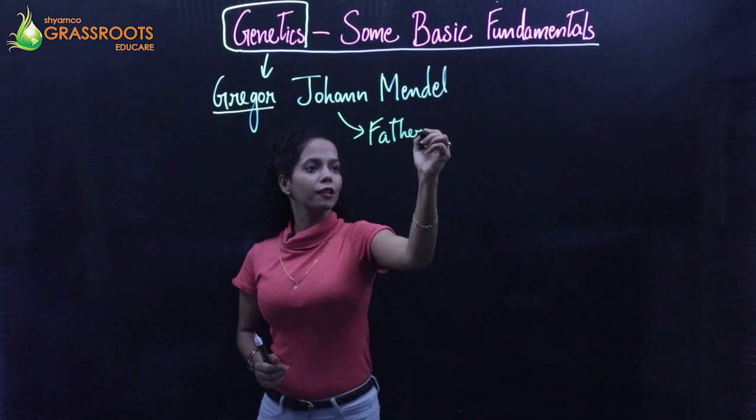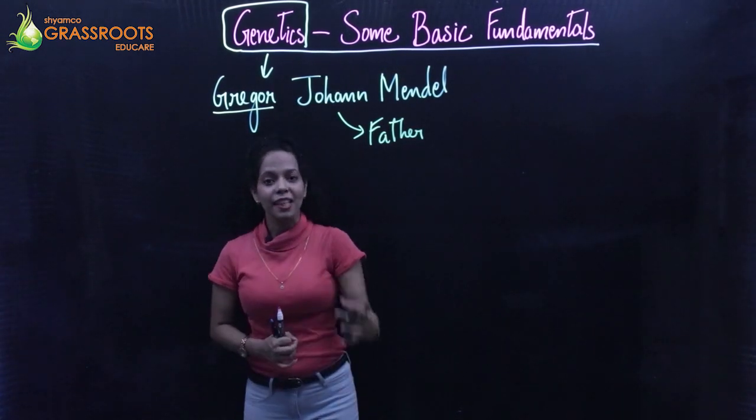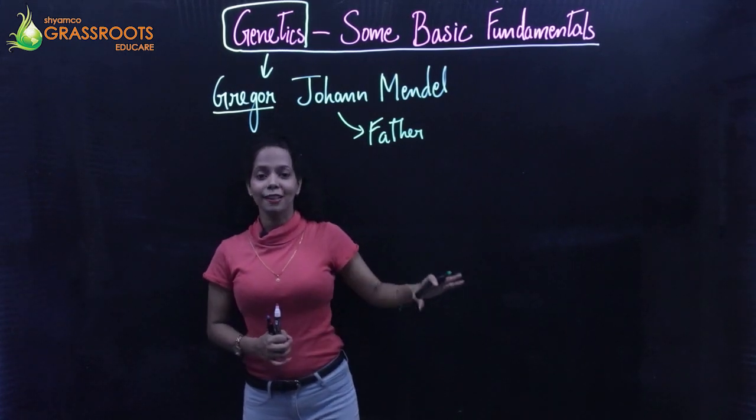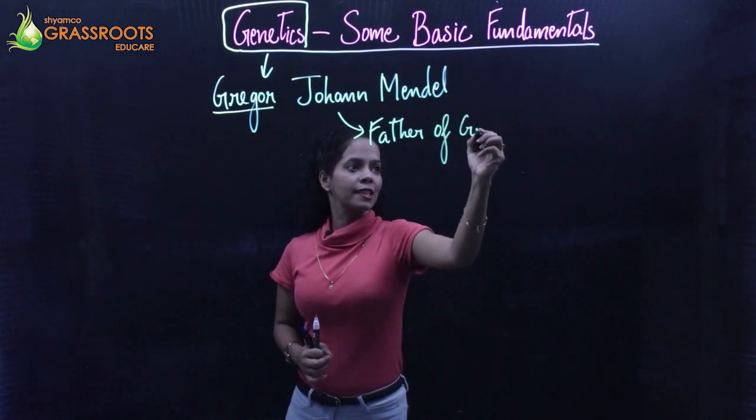Johann Mendel is the father of genetics. Who is called the father of any branch? The person who comes up with the basics of that branch. It means Gregor Johann Mendel has laid down the foundation for conducting genetical experiments. So he is known as the father of genetics.